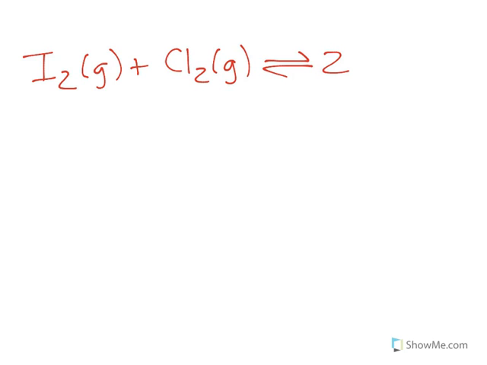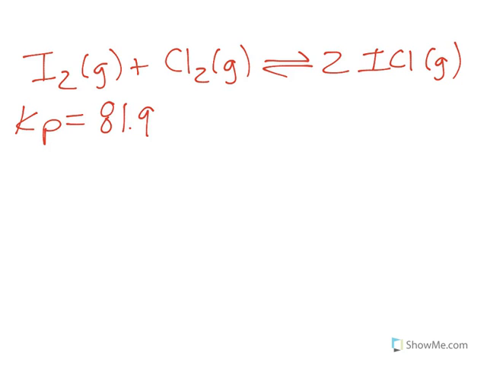If we take iodine gas plus chlorine gas, and this makes 2 moles of a molecule called iodine monochloride. And it has a Kp equal to 81.9. Right, so Kp again is just the equilibrium constant for partial pressures of gases.